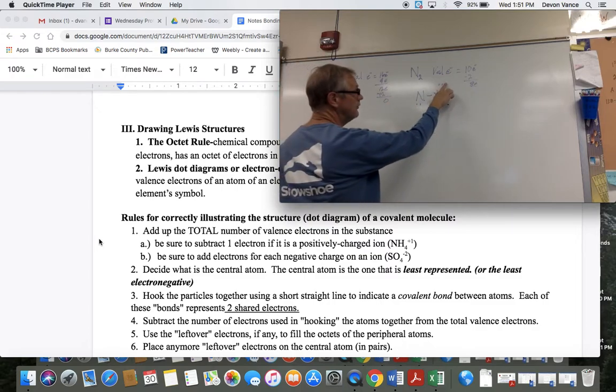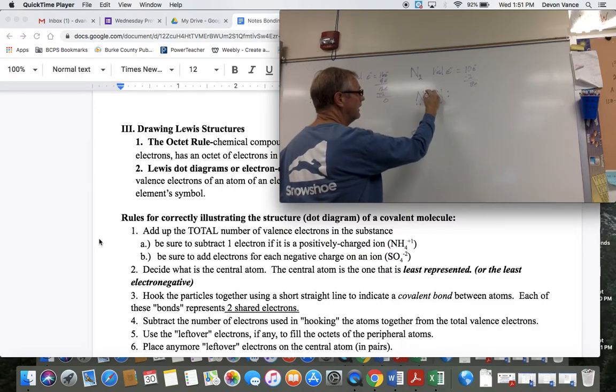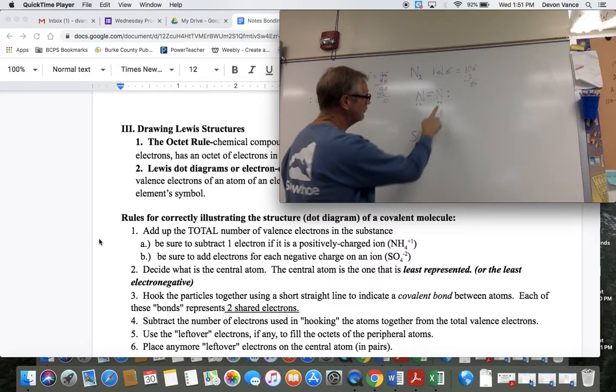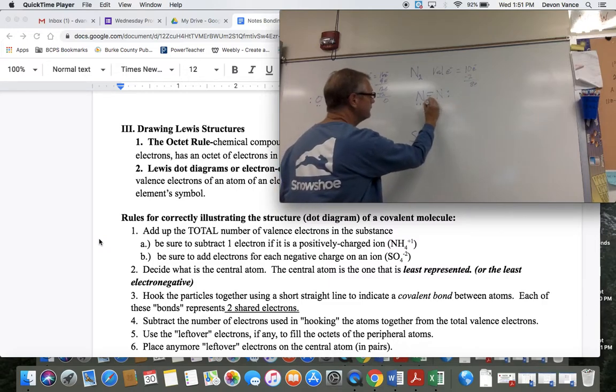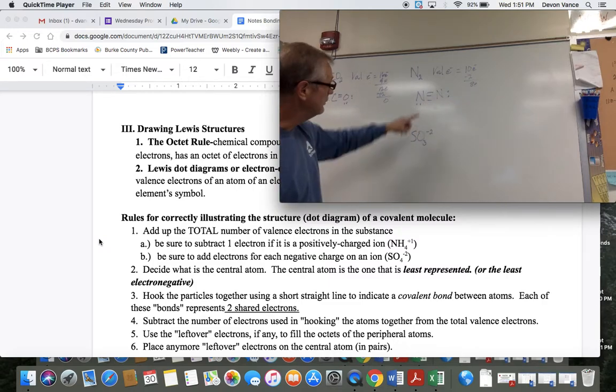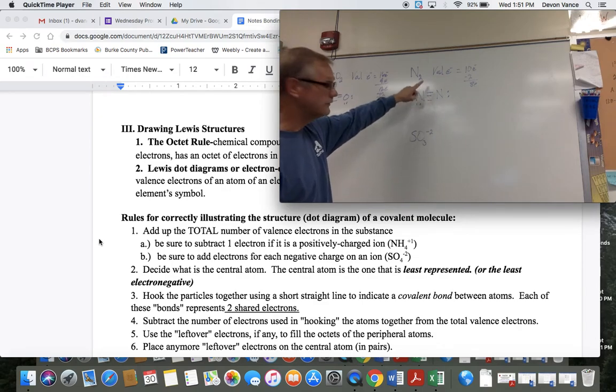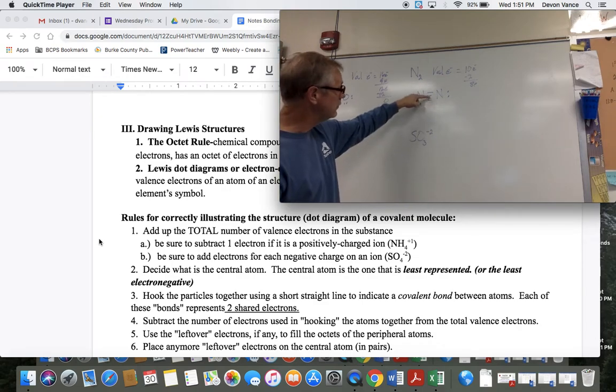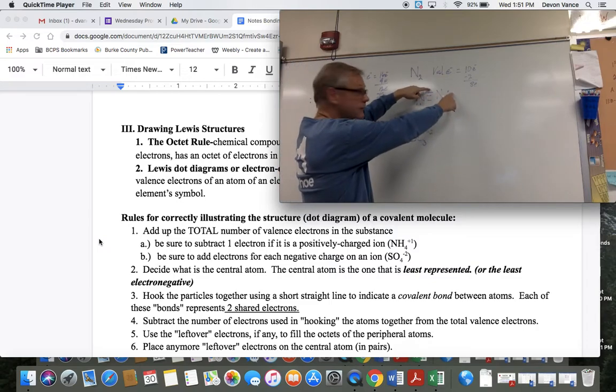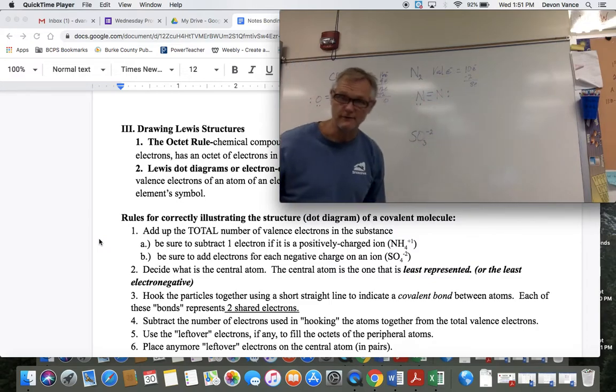So I'm going to erase that pair right there and make it shared. So now I have 3 lines, 1, 2, and 3. That's a triple bond. 2, 4, 6 electrons are shared. Then this one has 2 more for 8. This one has 2 more for 8.